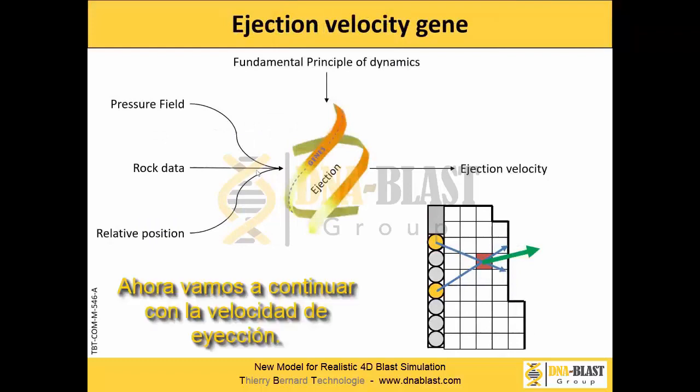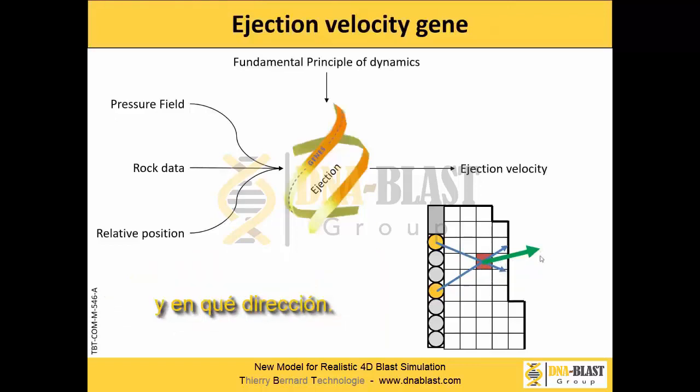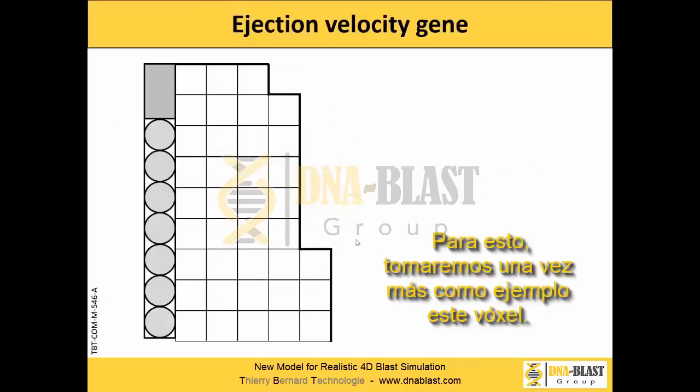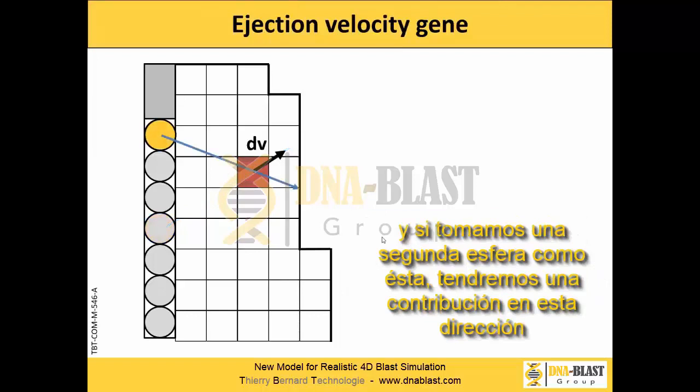Now we're going to move to the ejection velocity. Ejection velocity is something that will calculate how fast a voxel is going to move and in what direction. For that, once again, we take this voxel as an example, and versus this sphere, you've got a contribution of the sphere to the movement of the voxel in that direction. And if you take a second sphere like this, you've got a contribution in that direction.